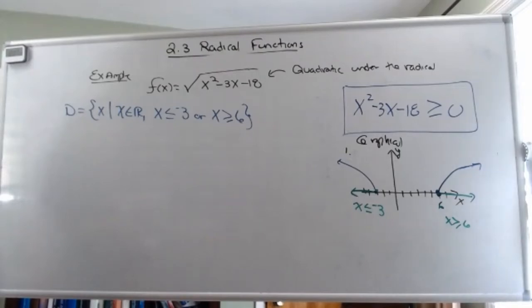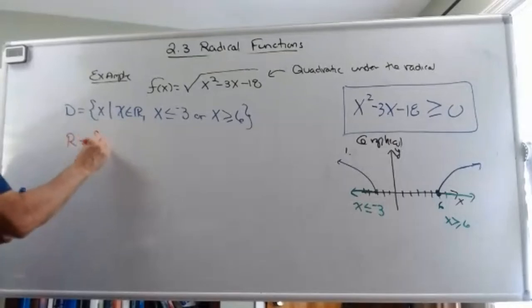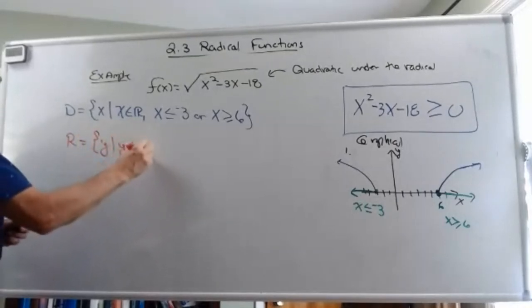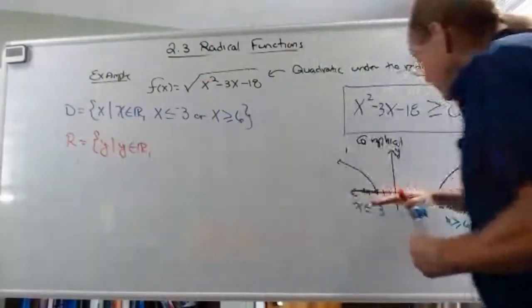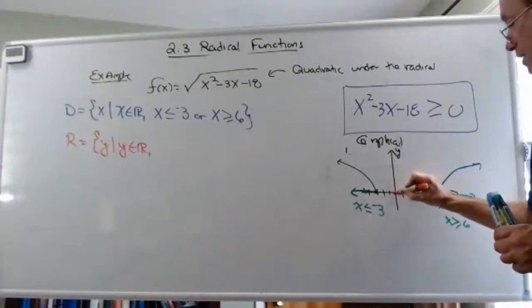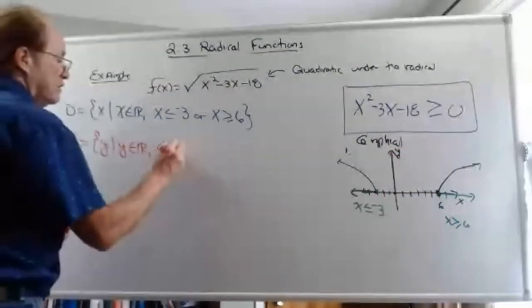Now the range is a little bit easier, as you can see. For this, the picture tells us what the range is. That's all my y values. Y again is any real number, except there's a restriction on y. I don't have my function beneath the x-axis. So it does give me y equal to 0, but everything is above the x-axis. So y has to be greater than or equal to 0.